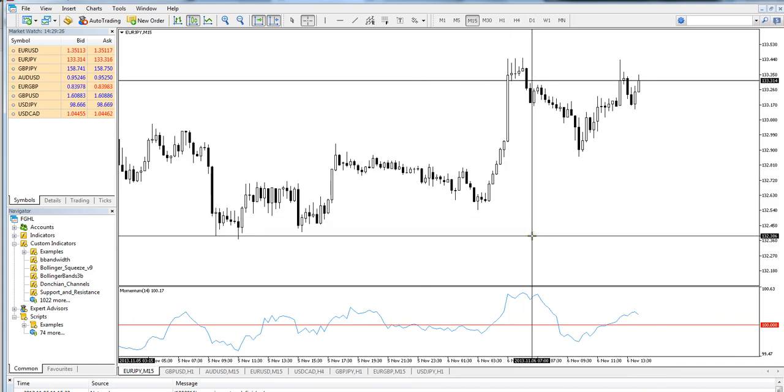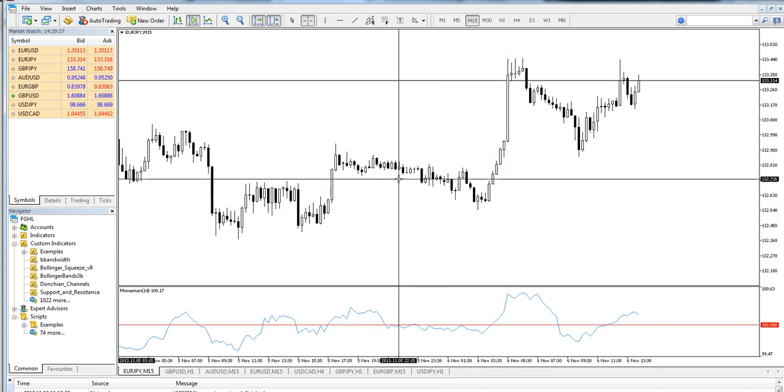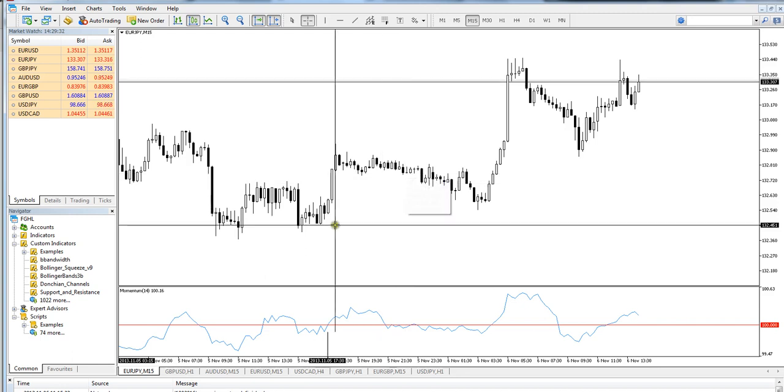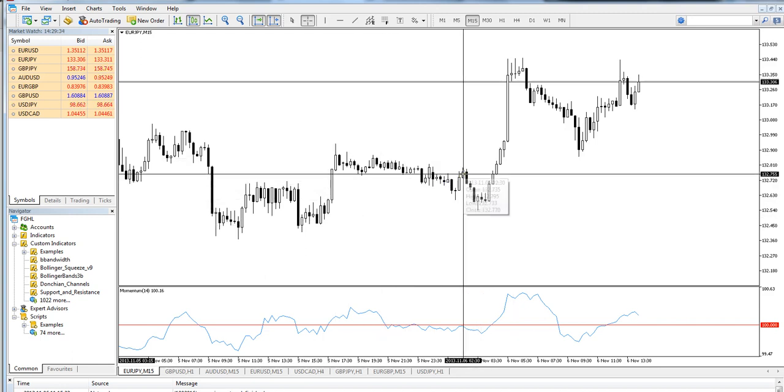If you're not sure about the momentum indicator, please refer to the video that we've done on the momentum indicator. You might want to watch that first before you get into this.